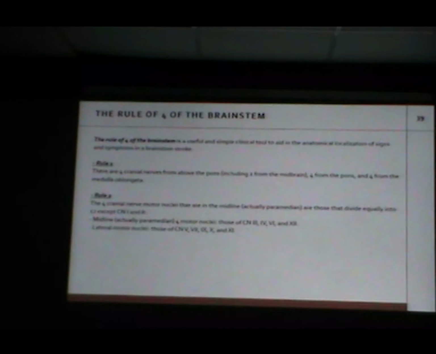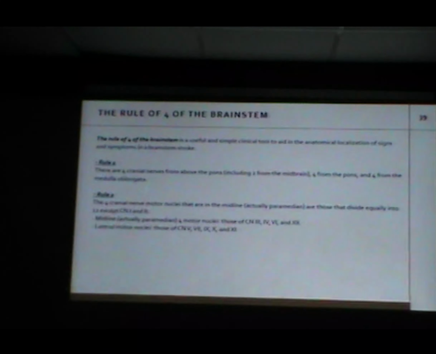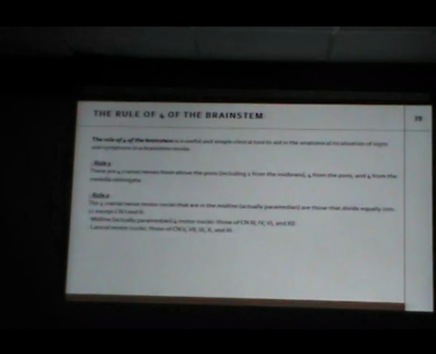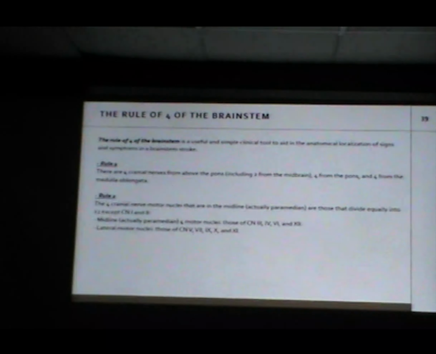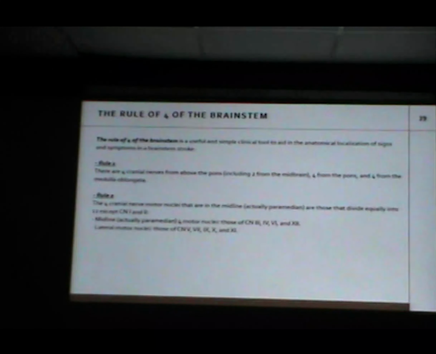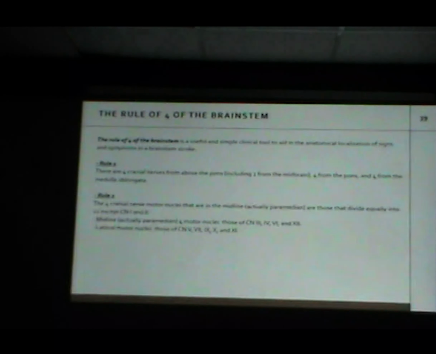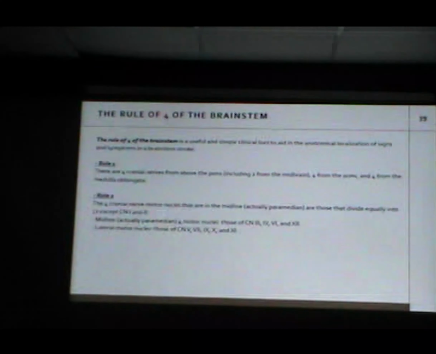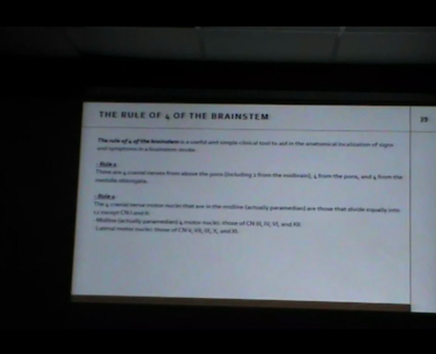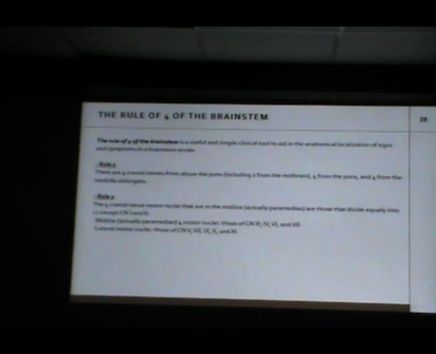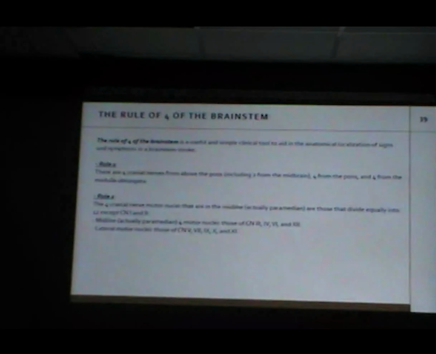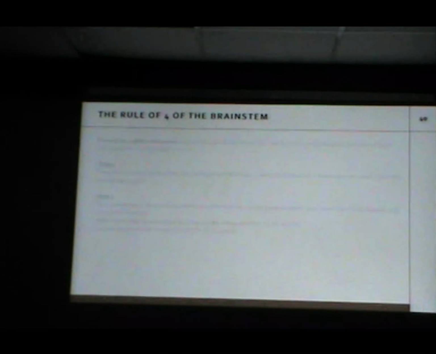The first of the rule of 4 divides the cranial nerves. Four cranial nerves arise above the pons, 4 cranial nerves arise from the pons, and 4 cranial nerves arise below the pons, from the medulla. Rule number 2 localizes the site of the motor nuclei of each of the cranial nerves, whether medial or lateral. The laterally located are the bulbar cranial nerves, along with the facial and trigeminal nerves, and the medially located are the ocular cranial nerves.